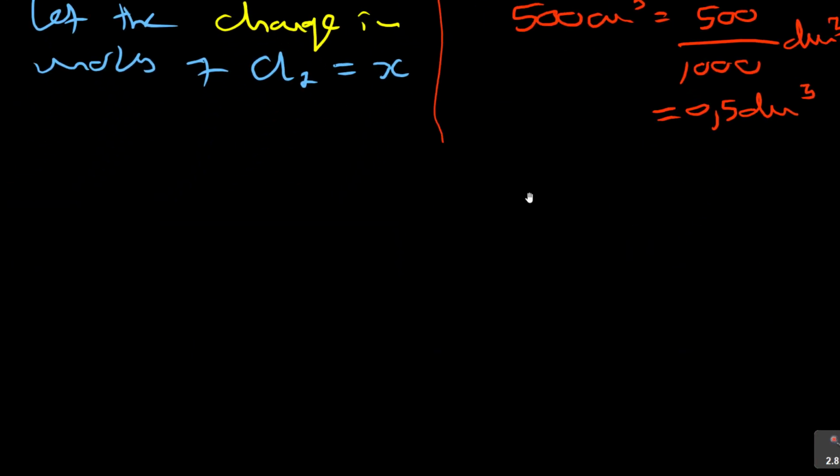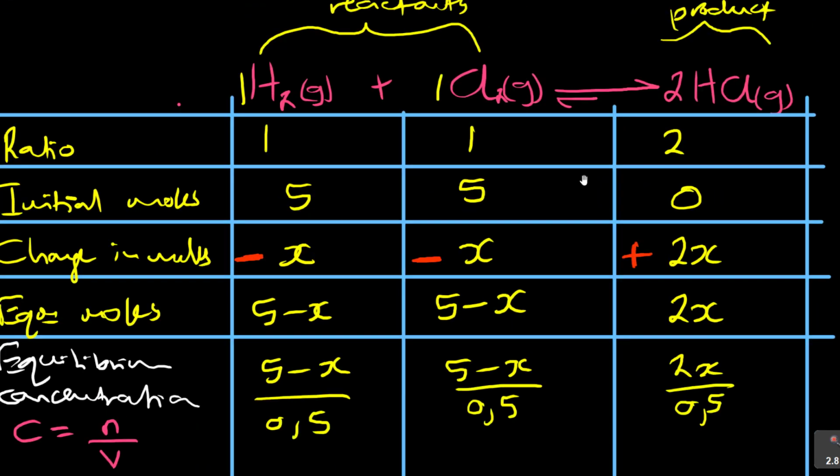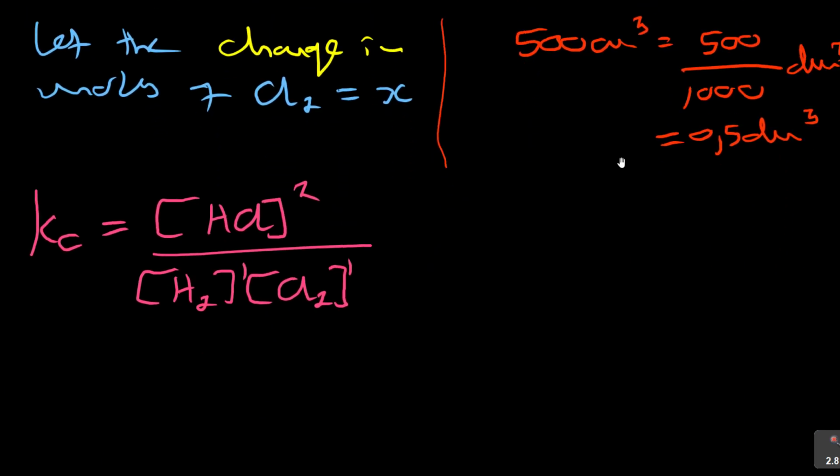How do you calculate Kc? The Kc expression is the concentration of products, which is HCl raised to the power 2, over the concentration of reactants, which is hydrogen to the power 1 and Cl2, chlorine, to the power 1. That was this reaction: 1, 1, and 2. Are you with me?